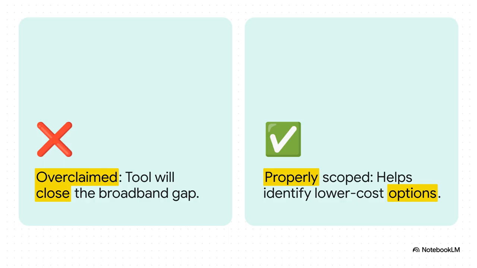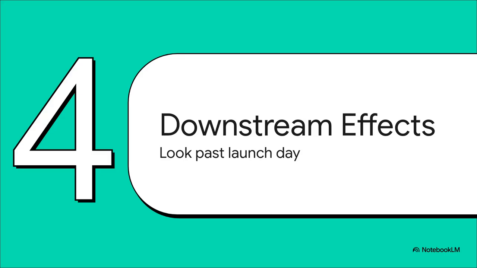Scoping your claims honestly is so absolutely crucial. Imagine pitching your project and saying, this tool will close the broadband gap. Wow, hold on a second. That is completely overclaimed. A single tool rarely solves a massive systemic issue on its own. Now contrast that with a properly scoped version. This tool is expected to help lowest connectivity tracks identify lower cost options pending real-world testing. See the difference? A confirmed correlation definitely supports your mechanism, but it does not automatically guarantee a massive magnitude. So keep your claims modest, make sure they are testable, and strictly tie them to what your data can actually prove.